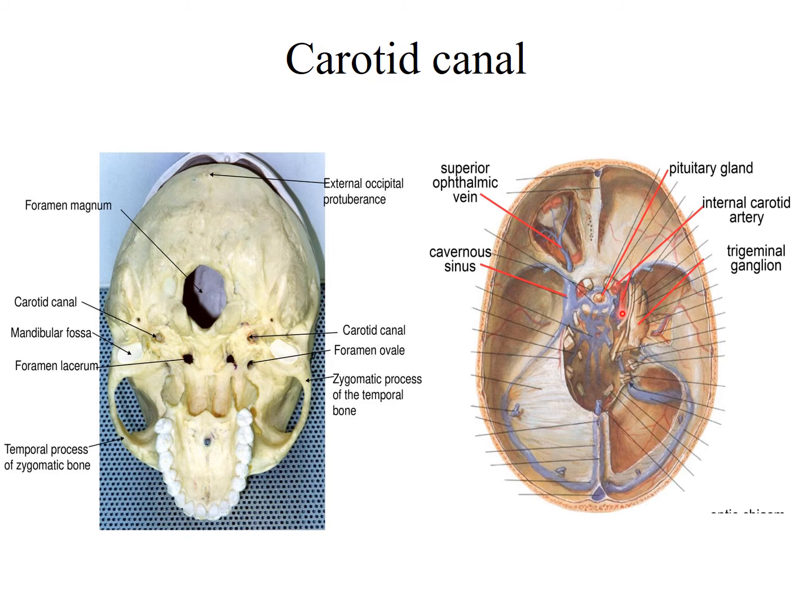It enters via the carotid canal and leaves through the foramen lacerum. There is a foramen known as foramen lacerum. Then what happens? It travels along the cavernous sinus. So here you can make out the cavernous sinus. It travels along the cavernous sinus, then it divides into various branches.